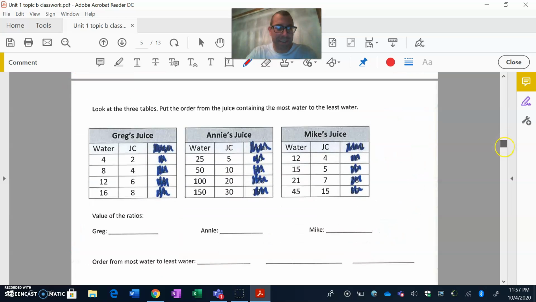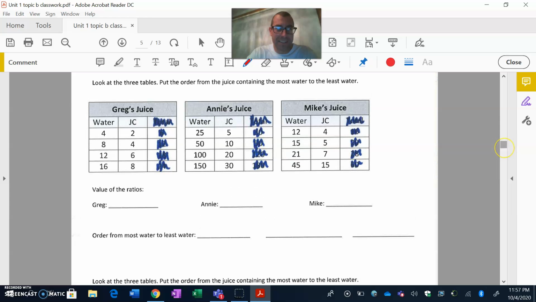So let's look at the next page. It says look at the 3 tables, put the order from juice containing the most water to the least water. Okay. So first of all, they want us to do the values. And again, that's what we're going for. We're looking at the 2 techniques here.